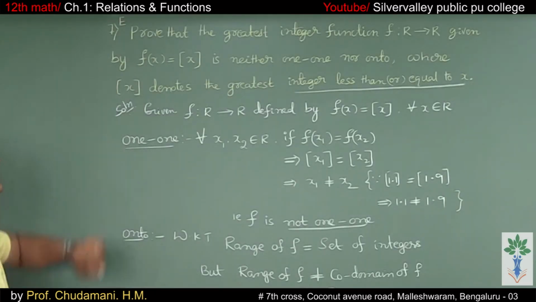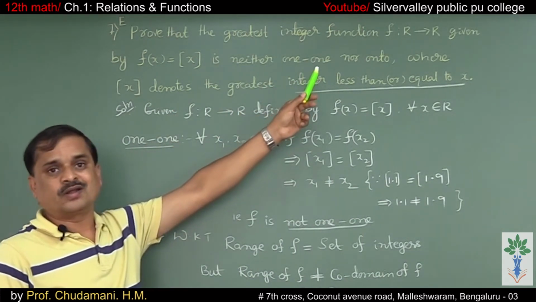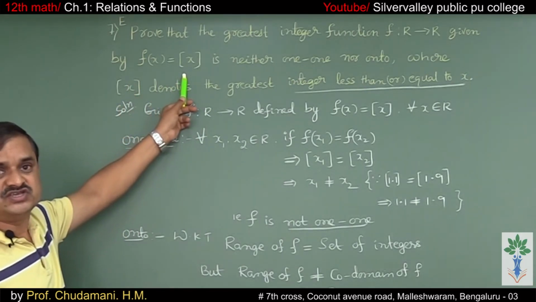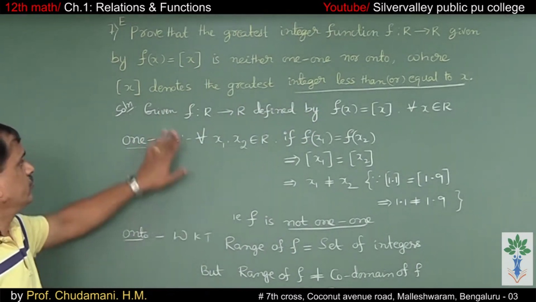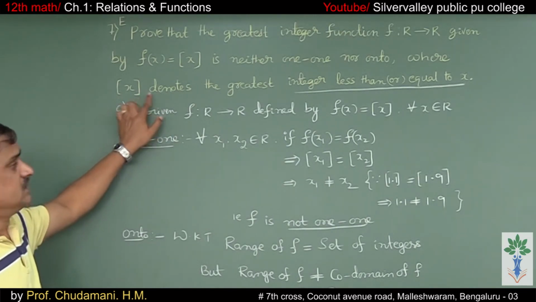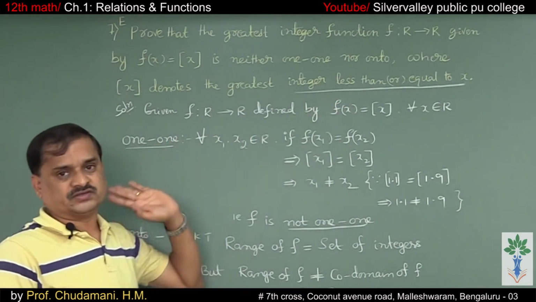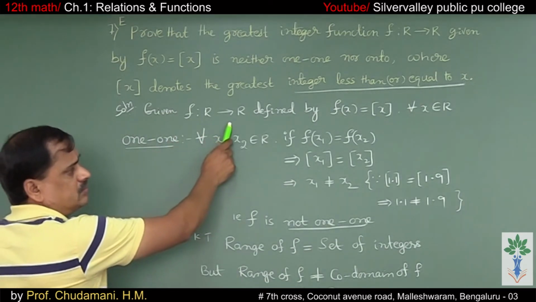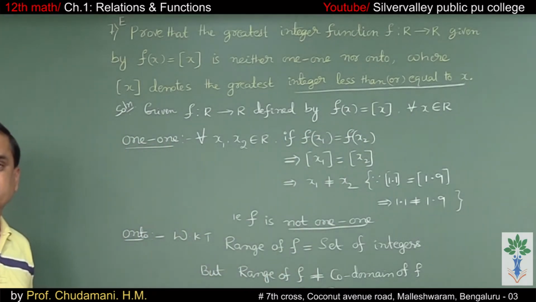Seventh one, an exercise problem. Prove that the greatest integer function f from R to R given by f of x is equal to the greatest integer function of x is neither 1-1 nor onto, where this denotes the greatest integer less than or equal to x. Solution. Given f from R to R defined by f of x is equal to the greatest integer function of x for all x belongs to real numbers.